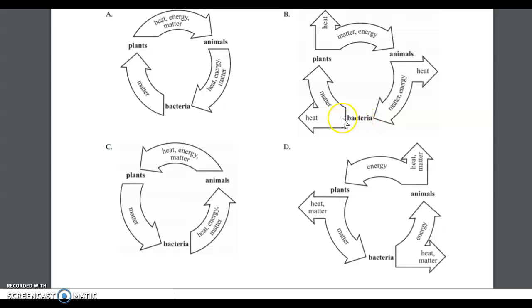The bacteria is not going to give energy back to the plant, but it is going to give nutrients in the form of matter back to those plants. So plants are going to take in some of those nutrients. They're going to take in carbon dioxide and things too. But the plant's going to get its energy from the sun. So plant energy comes in at plant and then makes its way back around. But the plant is not taking in energy there. So B would be our best answer for that one.